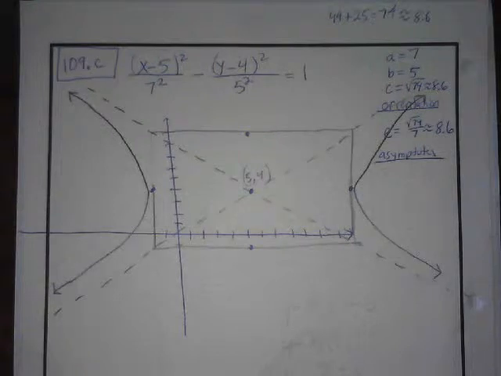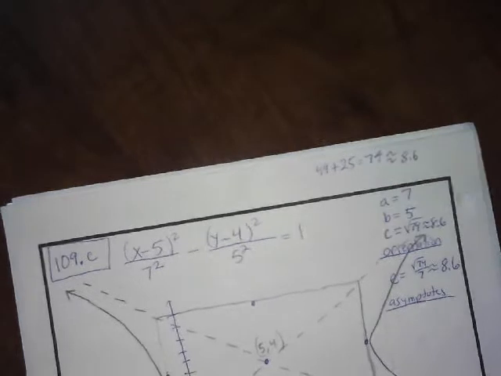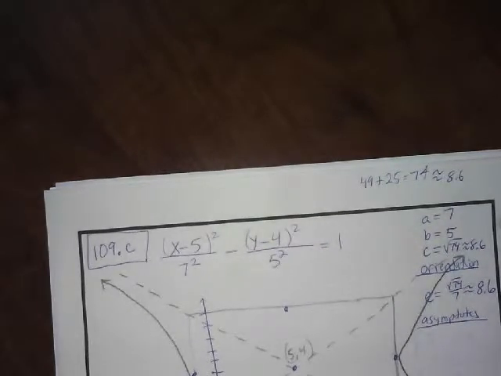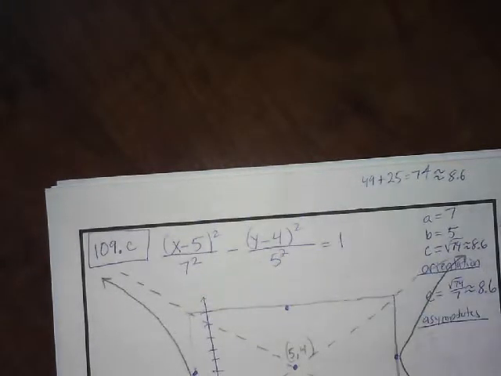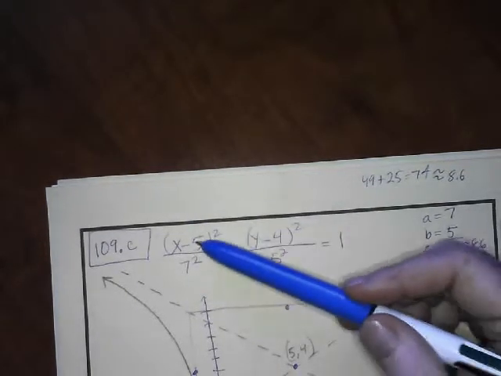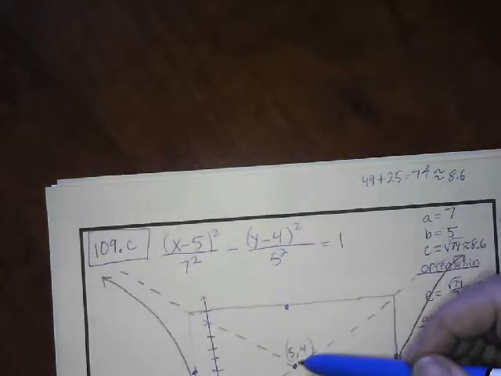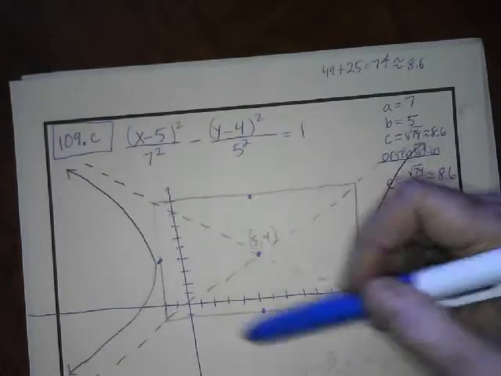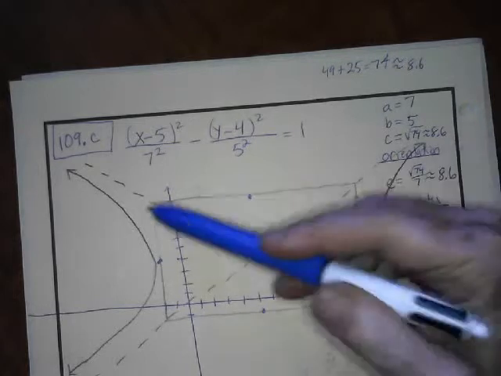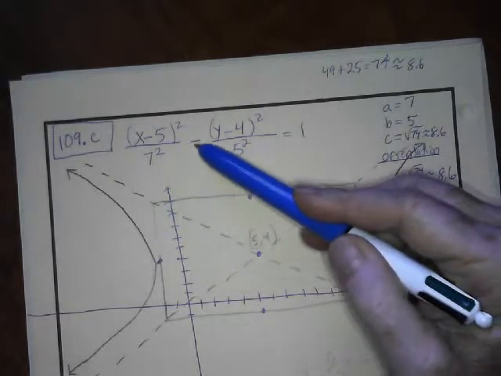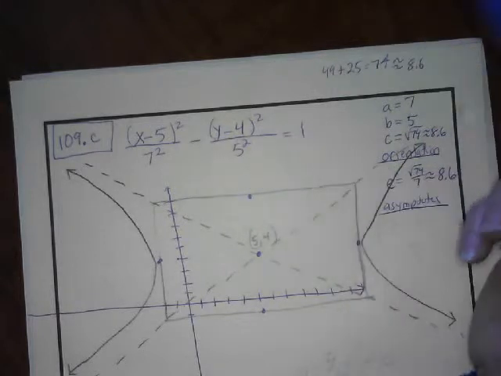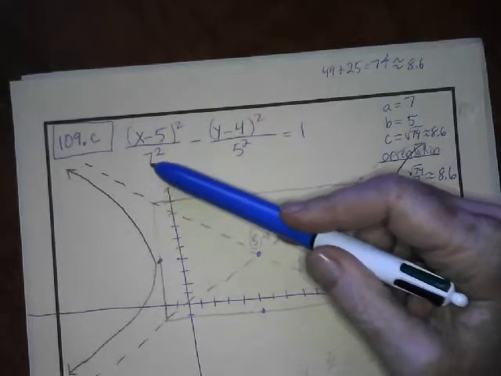And 109, letter C. I already kind of started it. On the lecture video I explained about the form of the equation. So the 5 and the 4 gave me the center. So I drew a graph and I put the center at 5, 4. And then the minus sign tells me it's a hyperbola rather than an ellipse.